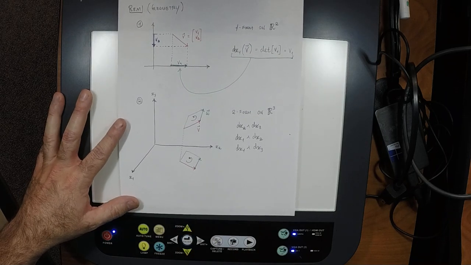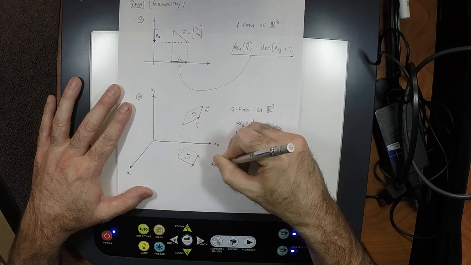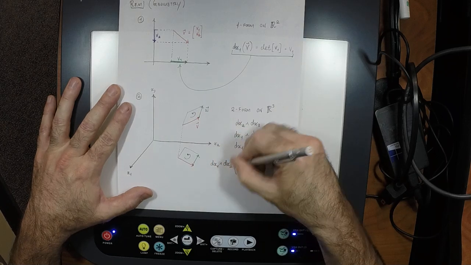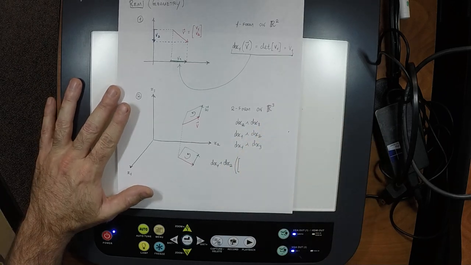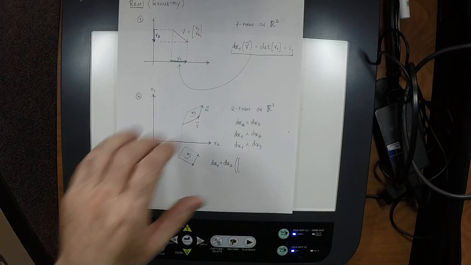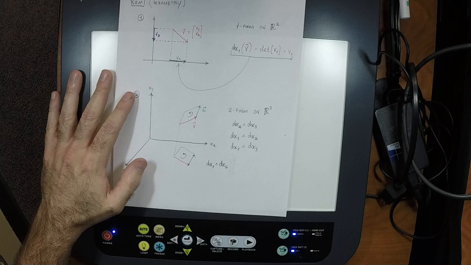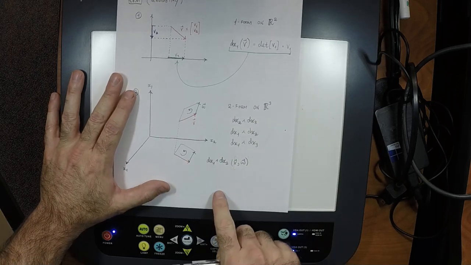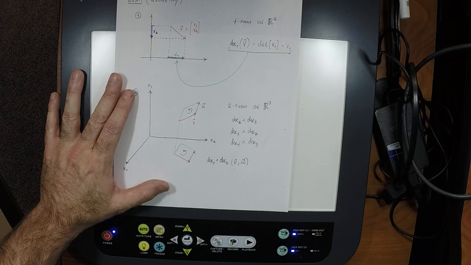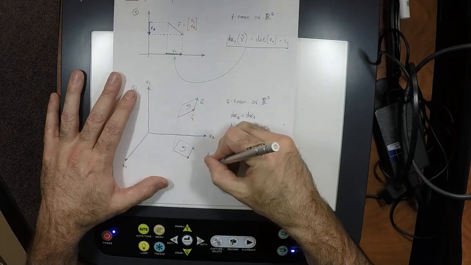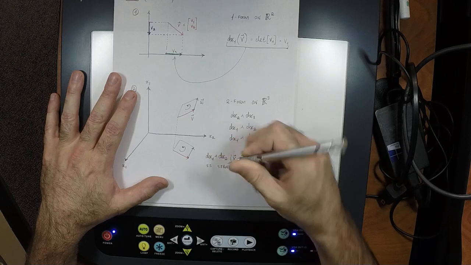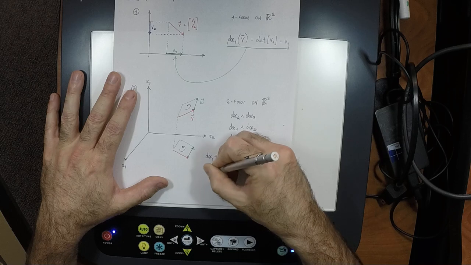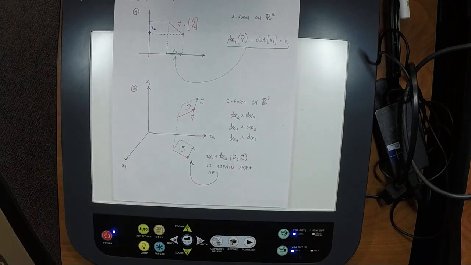So what will dx1 wedge dx2 applied to v and w do? So what's it going to do? Not just the area, the signed area. So this is the signed area. That's interesting. So then, please tell me, what would dx1 wedge dx3 do?